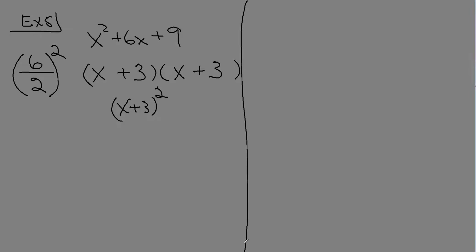How about another? The next one is x squared minus 3x, and I have to write the perfect square trinomial for that. This is example 6, by the way. I'm going to take the 3, divide it by 2, and then square it. That gives me 9 over 4. So I'm going to add 9 over 4.